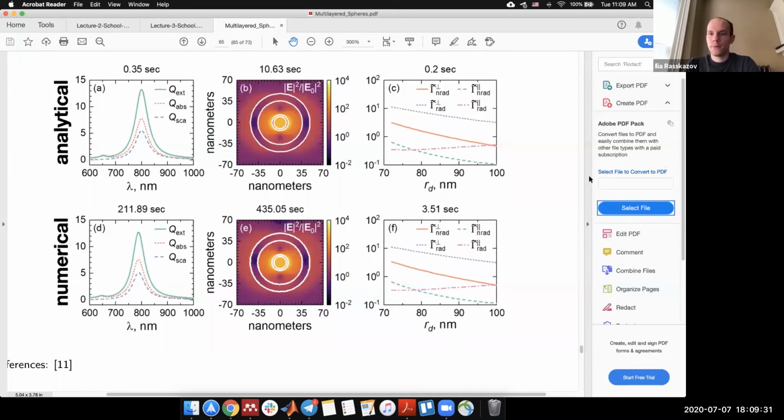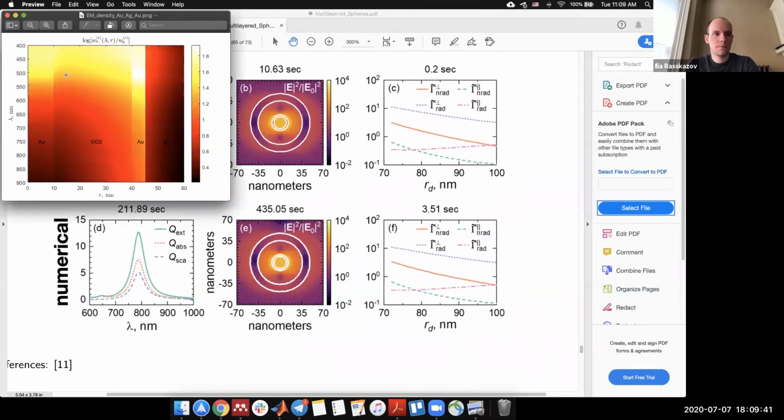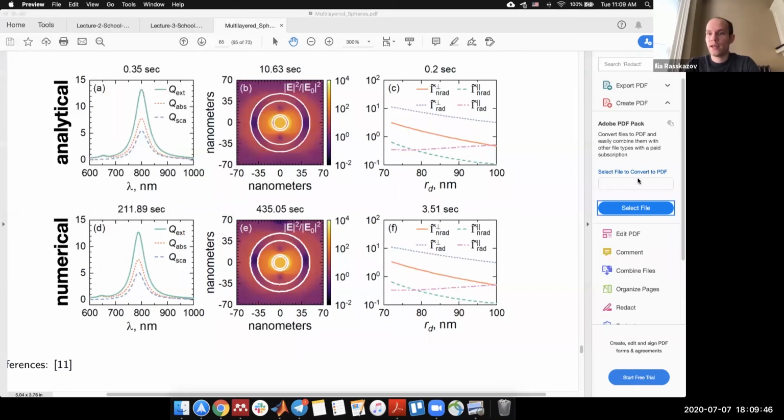So, okay, a couple more questions. Is there any way to calculate the effective refractive index of an array of particles embedded in the medium by using similar codes? Effective refractive index of an array. Yeah, it's a little bit tricky.